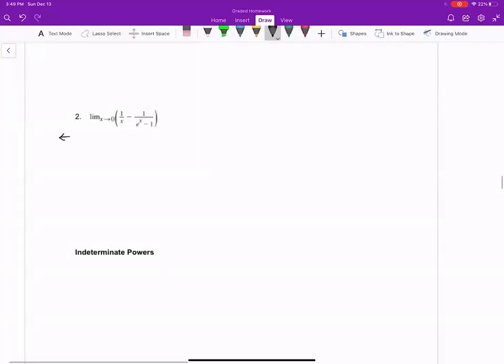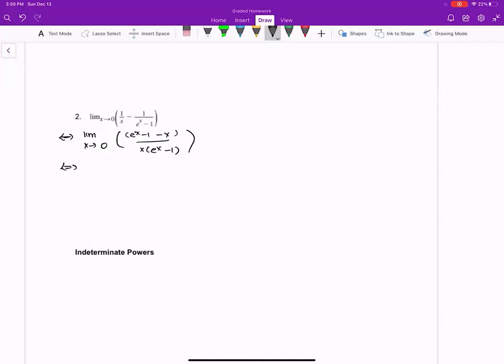Okay, for the second one, it looks pretty tricky. But if you get something like this, you always want to simplify it. So if you simplify the given, you multiply 1 over x by e to the x minus 1, and 1 over e to the x minus 1 by x, which you'd get e to the x minus 1 minus x over x times e to the x minus 1. I know I'm skipping a lot of steps, but this is just pure computation.